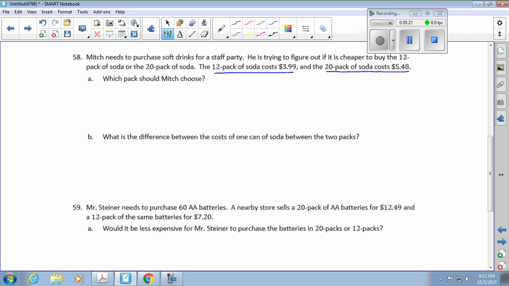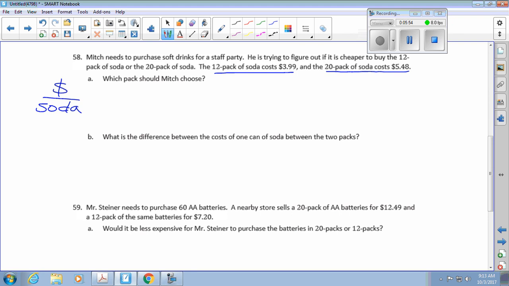Now, some people are going to say just automatically, well, $3.99 is cheaper than $5.48, right? When it says what is the better buy or which is the better deal or which is the cheaper price, it's referring to the unit price. So you need to make sure you calculate the unit price before you make that comparison. We're going to figure out the price per soda. So think about your unit. You want the price per soda.